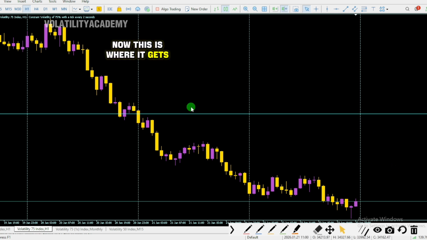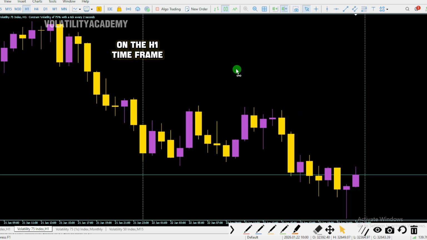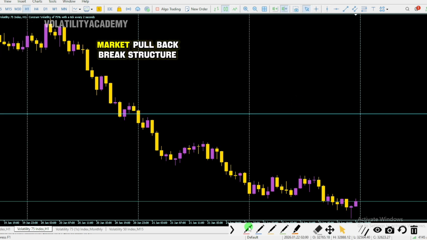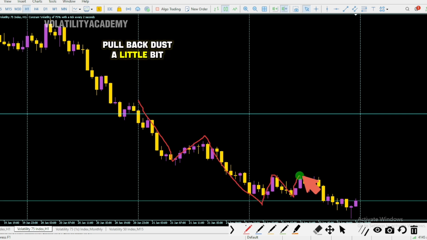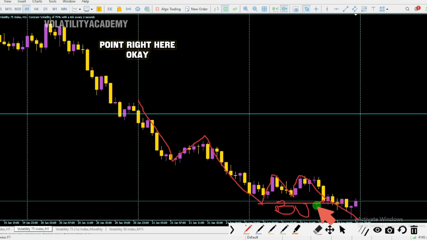Now this is where it gets more interesting. H1, if you know me very well, you know I like H1 a lot. I like to do my analysis on the H1 time frame. So right now, let's build a clearer story right here. We can see what was happening in the market. Pullback, break structure, pullback, dust a little bit, and broke structure down to this point right here. Okay, so now we broke structure to the downside.